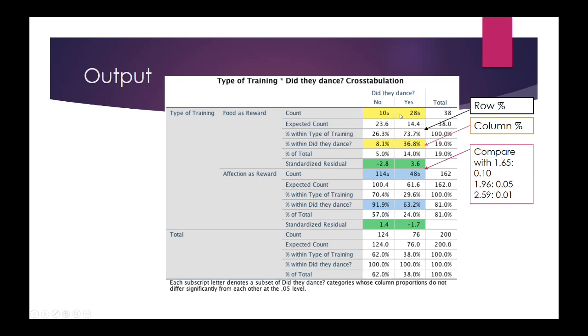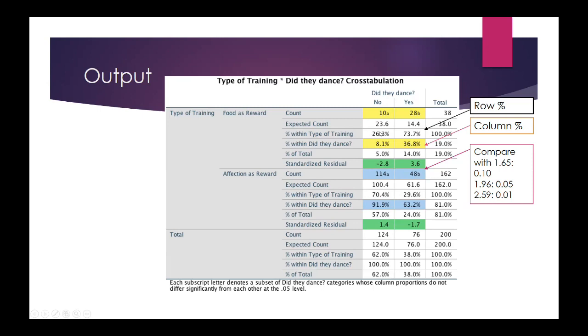On the other end, though, we can see that we have a significant result for using food as a reward, and they did dance. Our value is 3.6. This is actually a p-value of 0.01. And as we can see here, the number we actually observed is significantly more than the expected, 14.4. For the percentages, again, this gives you a clear picture of where the sample lays.